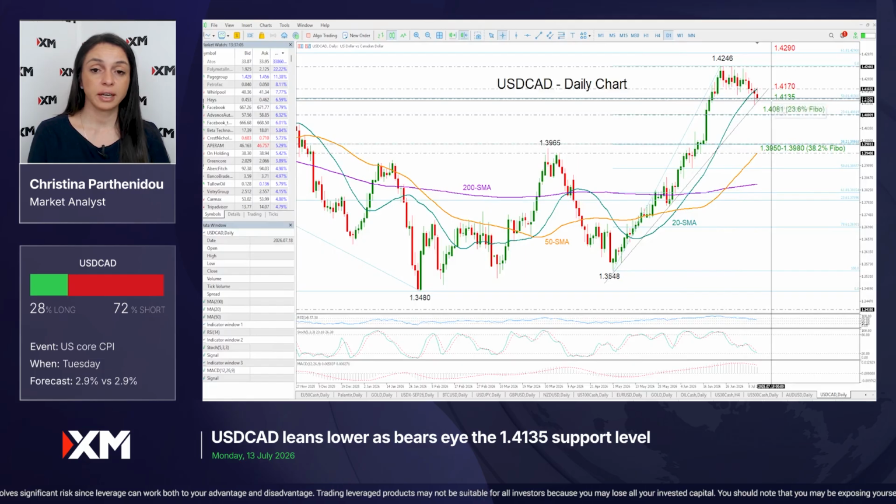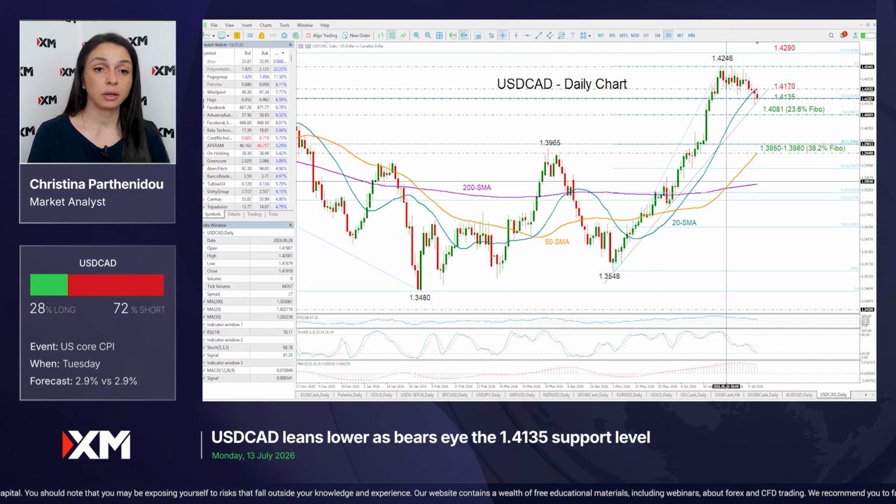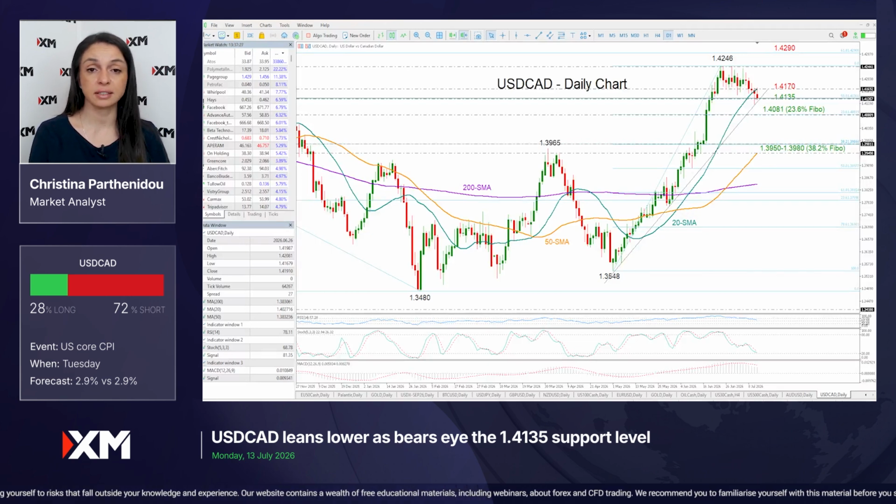Now, as regards the Canadian currency, the central bank is scheduled to decide on interest rates on Wednesday. There are no expectations for a change. Interest rates could remain steady for another session since September 2025. But communication will be closely watched after the Canadian economy stagnated in the first quarter.